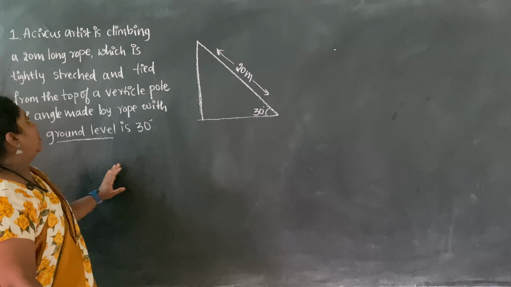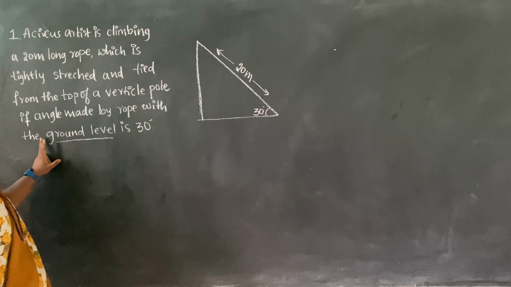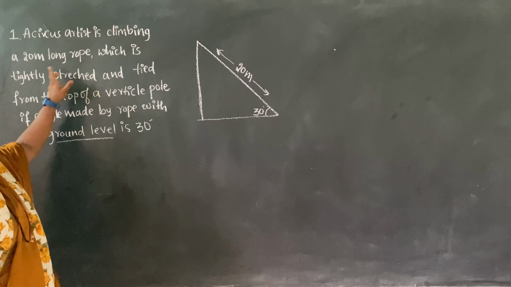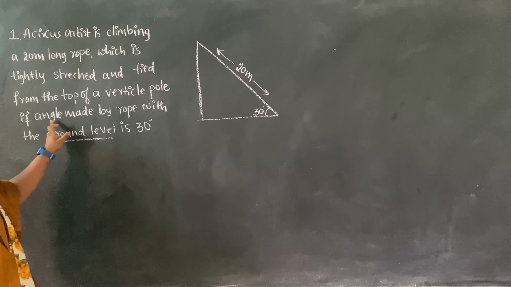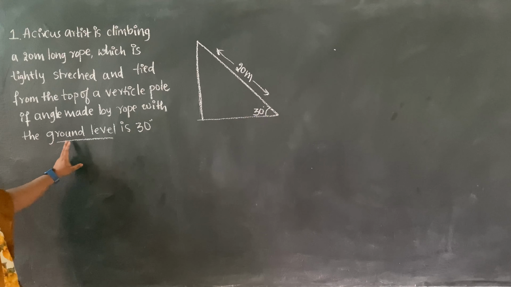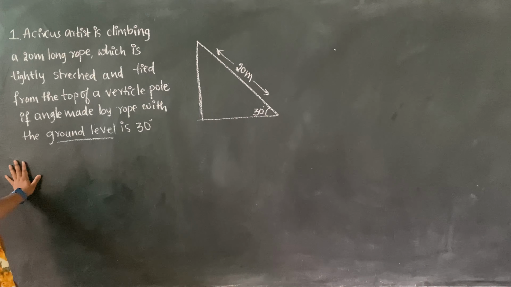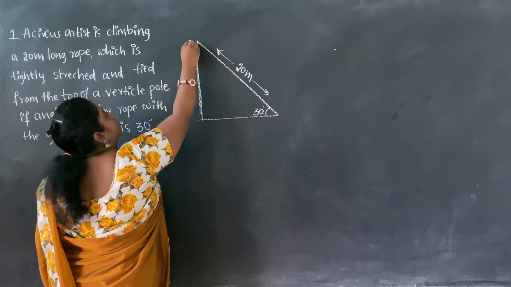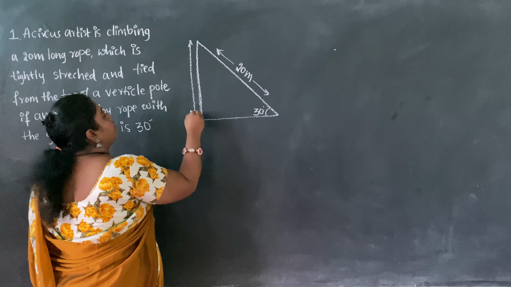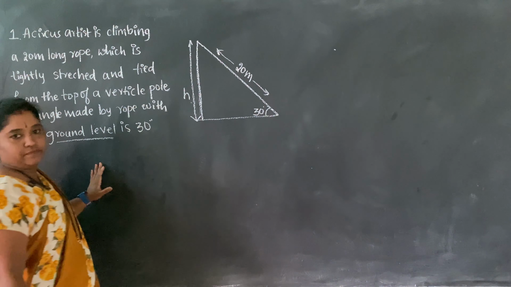Now what is the question that has been asked? Question is, see, a 20 meter long rope which is tightly stretched and tied from the top of the vertical pole, if the angle made by the rope with the ground level is 30 degree, now you need to find the height of the pole.